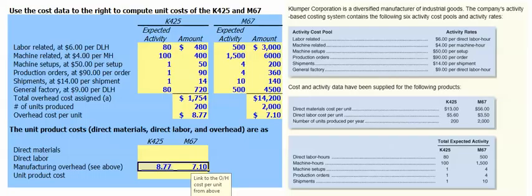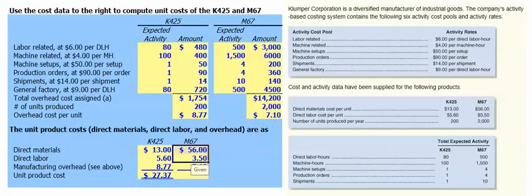Next, let's look at our K425 and we'll pick up our estimated direct material cost and our estimated direct labor cost, which were given as $13 and $5.60 respectively. This means our total estimated unit cost for the K425 is $27.37. Our estimated direct material and labor cost for the M67 are $56 and $3.50 respectively, which brings our total estimated unit cost up to $66.60.